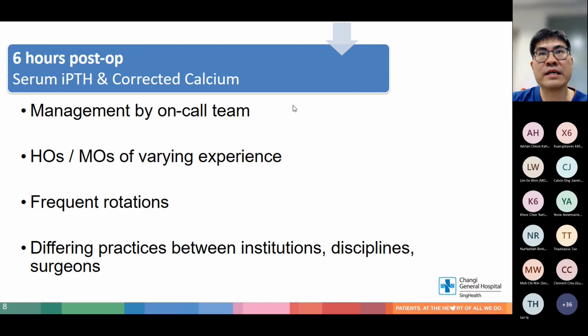Even if you do get a senior MO or junior resident who encounters this, as of the moment we don't really have a standardized regime. There are broad guidelines out there, but I'm sure that the practice may differ between the specialists themselves, whether it's from SGH or Changi, or even within Changi between GS head and neck and ENT head and neck, or even within GS itself, between the different surgeons. Because you encounter a wide variety, a lot of junior doctors may not be familiar with which regime they should follow or what is best.